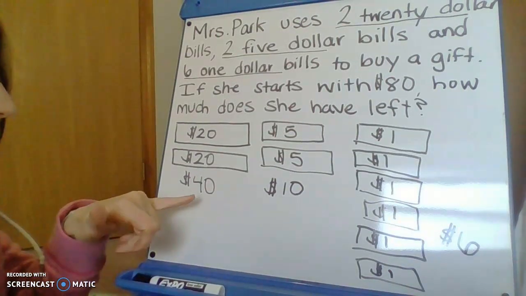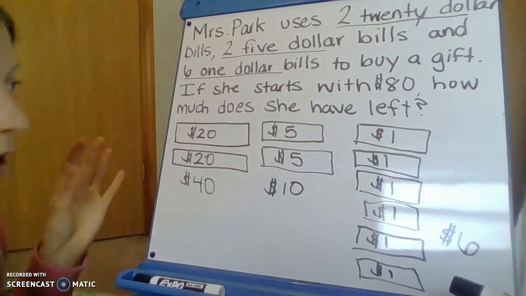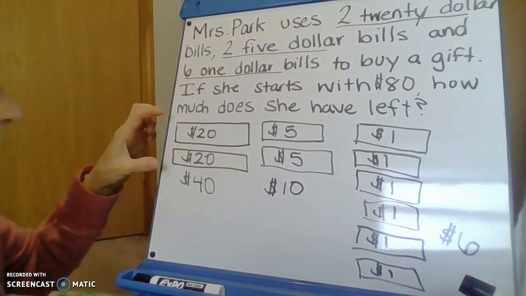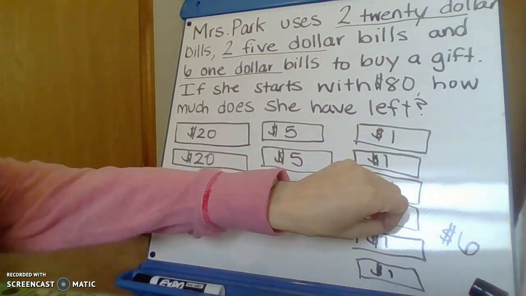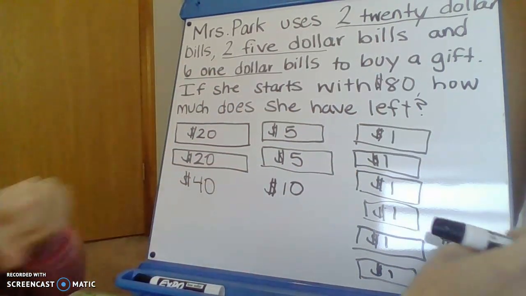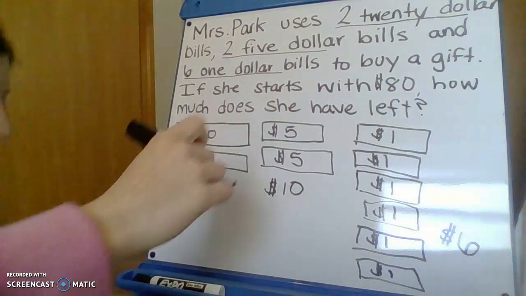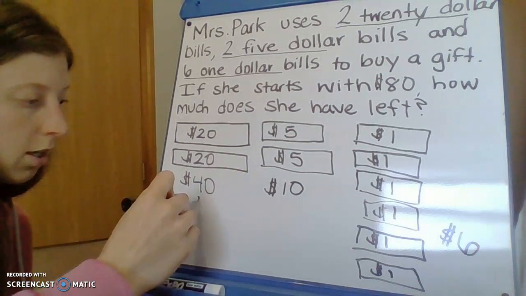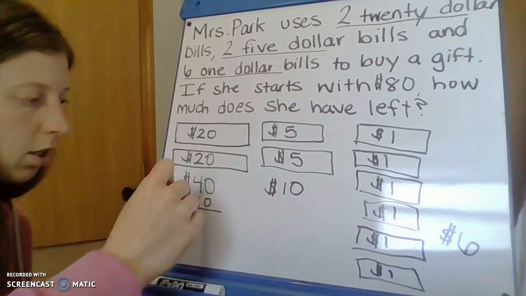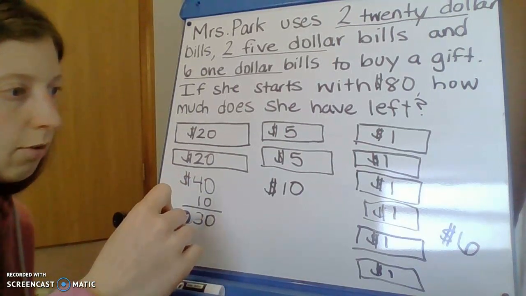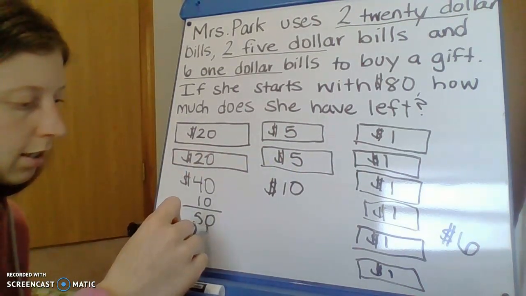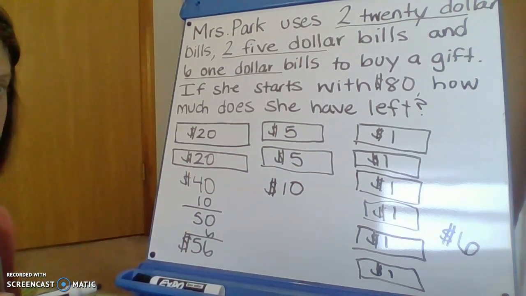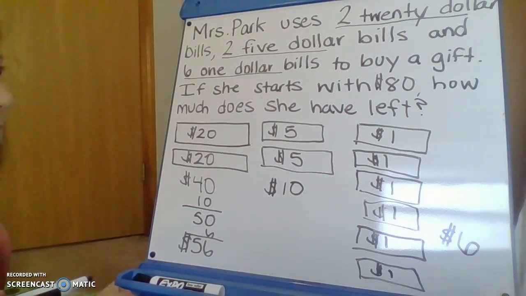Okay, so now I have to take all of these amounts. Remember, you're not done yet because you didn't add them all together. We just broke it apart, so when we added it was easier. We chunked it. So we did our 20s, added them, our 5s, added them, and our 1s, and we added them. Now we have to take our 40, our 10, and our 6, and we have to add that together. So 40 plus 10 is going to give me, you can even write it vertically if you want to, 50. 50 plus 6 is going to give you 56. $56. So that's how much she spent on the gift.